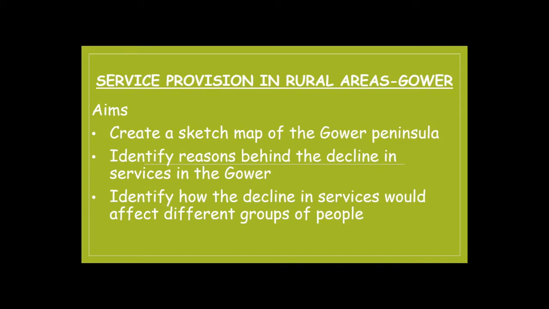Okay, so service provision in rural areas, basically what we're talking about today is what is on offer to people living in the countryside and what is happening to those things that are on offer over time. And how do those changes affect the people that live in the countryside?